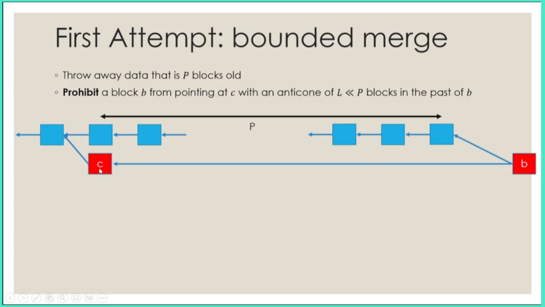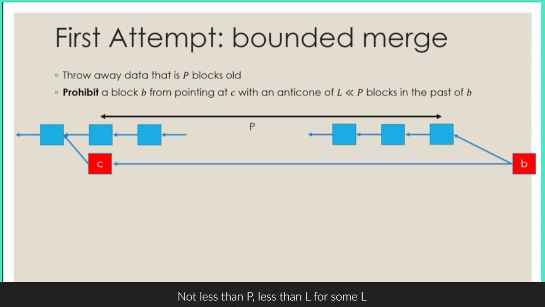We see that C points at a very, very low place, but this other tip is much higher than C. Like this block and this block have very, very different blue scores. And we just say, no, you can't do this. You can't point at two tips unless their blue score is close enough. The difference has to be less than L.